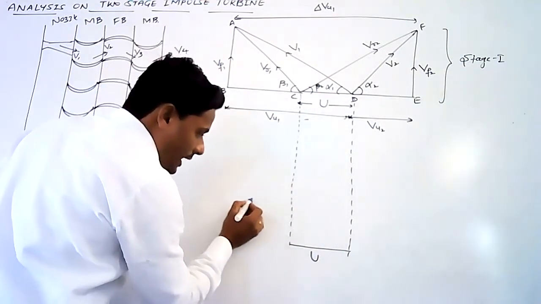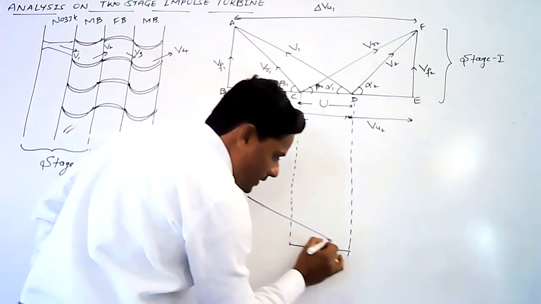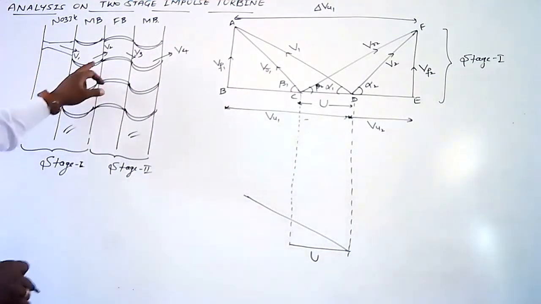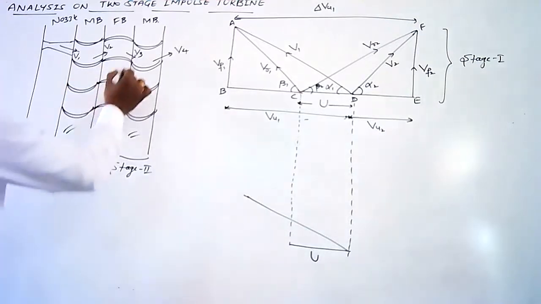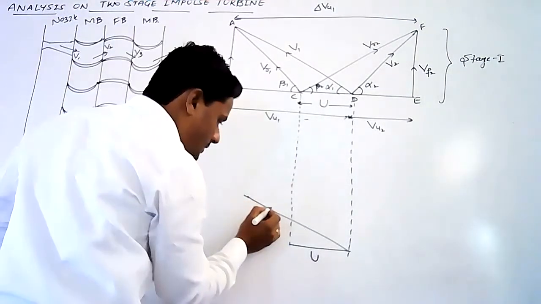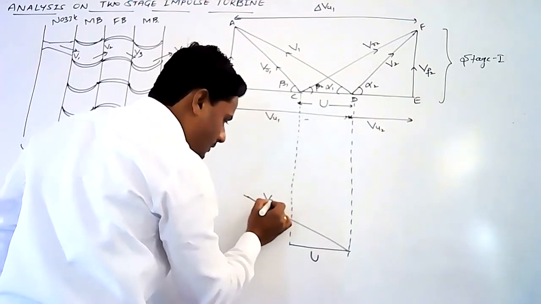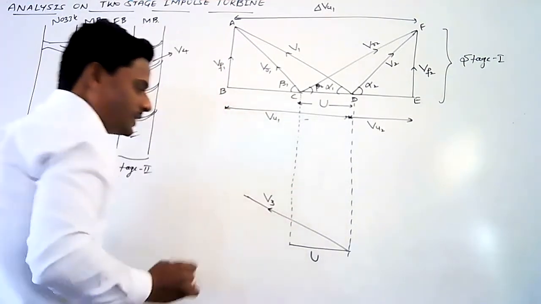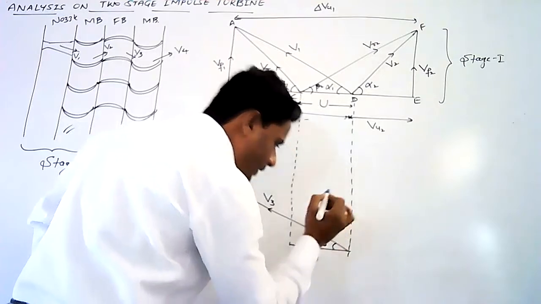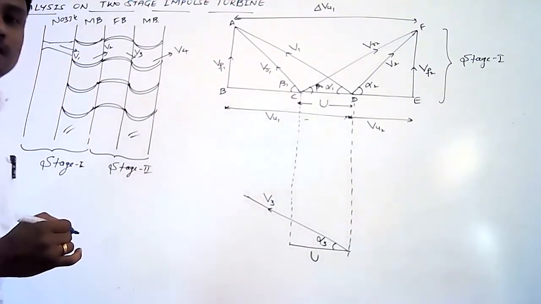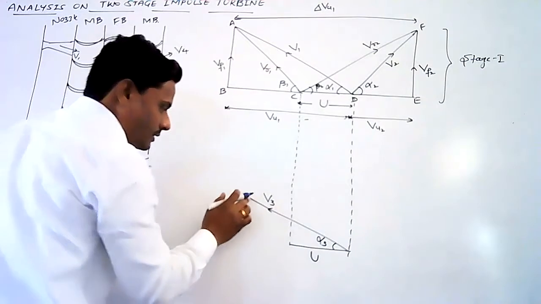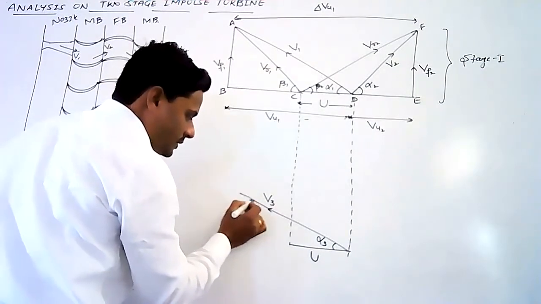Now the inlet velocity of the steam for the second set, for the second row of moving blades, is V3. So V3 is at an angle alpha 3 with respect to horizontal.